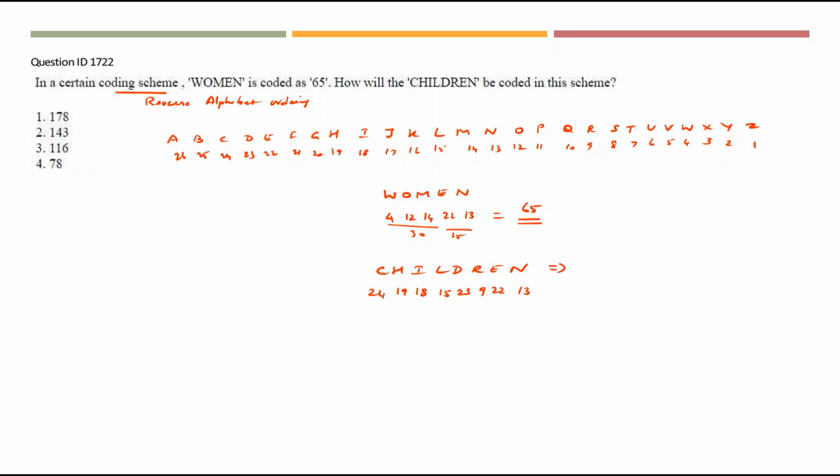24 plus 19 is 43. This is 33. This is 32 and this is 35. Here we have 76. Here we have 67. So altogether we have 143. Option number 2, 143 will be the right answer. Whenever you find the coding scheme correctly, first check with the already coded word and then apply it to the word that has been asked in the question.